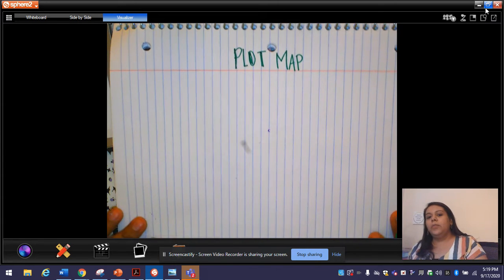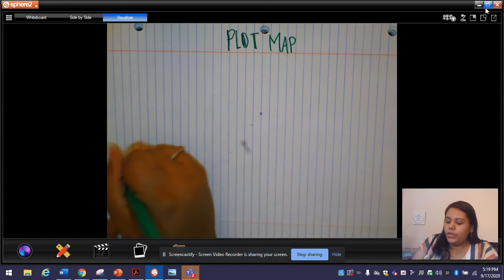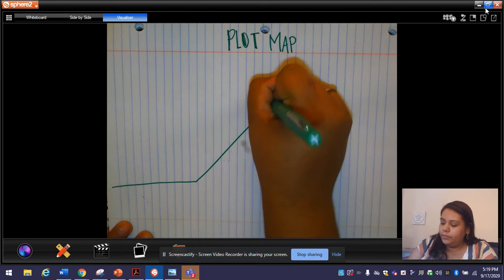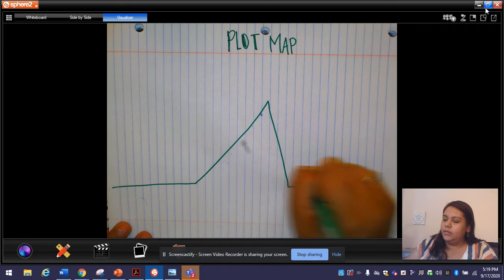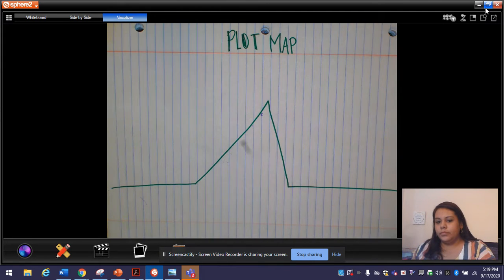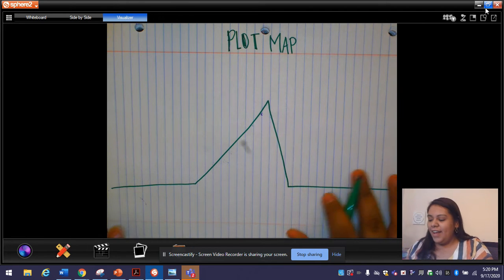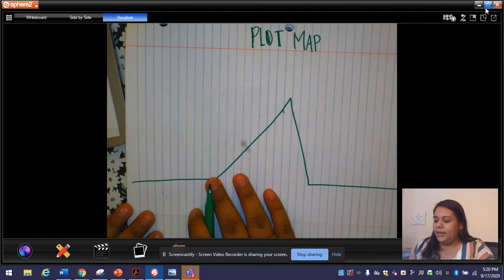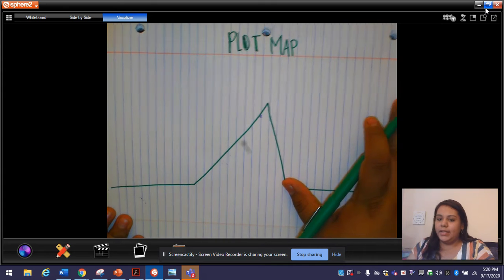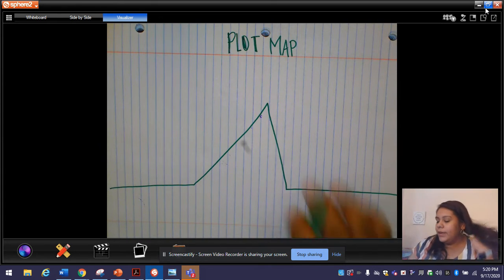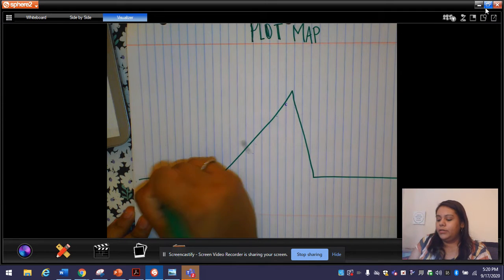Okay. So plot map. I want to draw a triangle, just like this. I don't teach math. My triangle is a little lopsided, sorry. And I am going to take a look. This whole thing is a plot map. It's going to tell us different events throughout the story. The first event that we're going to be covering today is exposition.